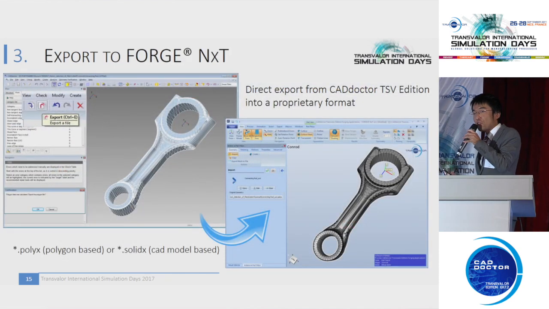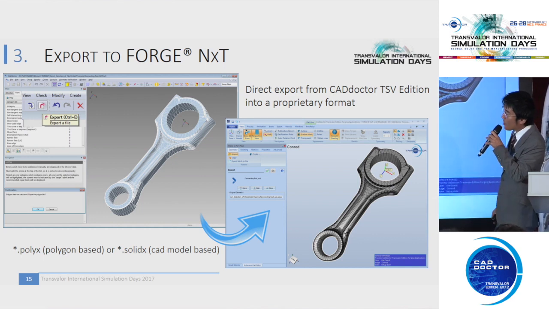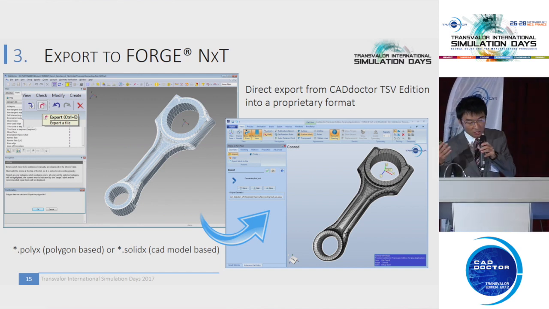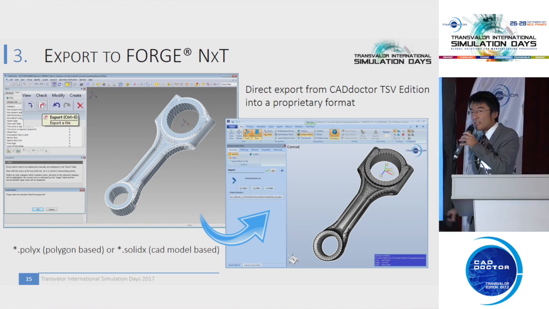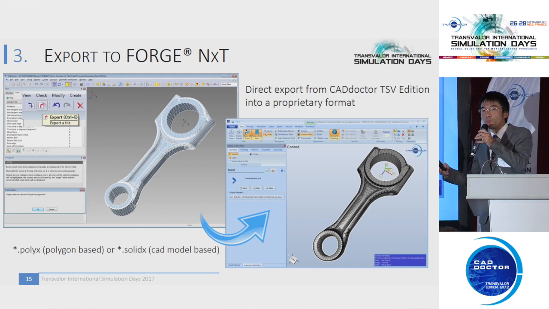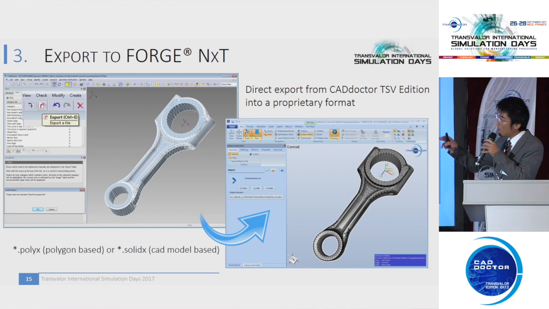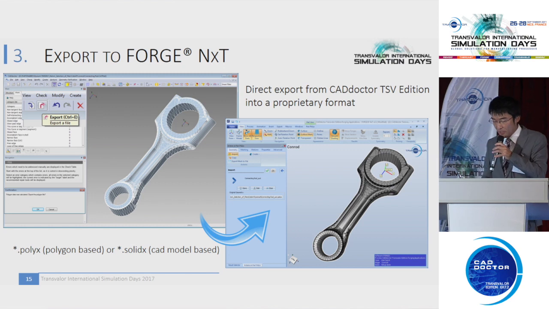And after the operation in CADdoctor, you can export the data to Transvalor software like Forge, right? And you can export two types of format. One is the polygon-based, that means mesh-based format, which can be imported into the Transvalor software. And another one is SolidX, that is CAD model-based, so boundary representation model, right? Which has the CAD surface and so on. And you can import that also to the Transvalor software as well.